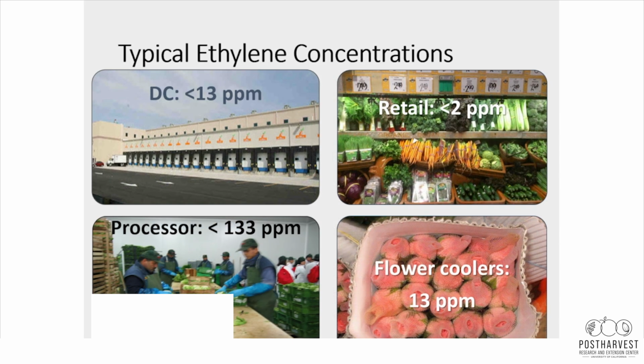And then if we go to a distribution center that's well ventilated, you get less than 13 parts per million, much higher. Processor, where you have a lot of plant parts coming in and being chopped or packed, you have about 133 parts per million. Retail, usually you have good air circulation, so you get less than 2 parts per million. And in flower coolers, you get about 13 parts per million.